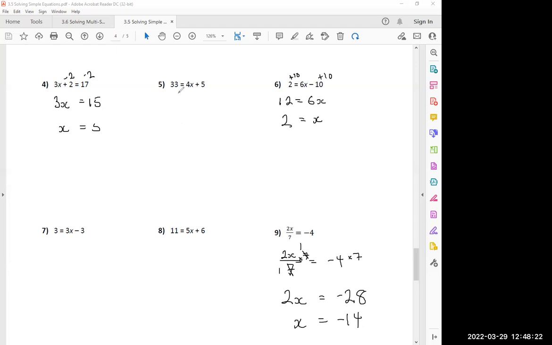Well, let's take a look. So we have a request for number 5. I notice the x's on this side. I also notice there's a multiplication and an addition. I'm going to work out the addition first. Minus 5, minus 5. The right side, I'm left with 4x. The left side, I'm left with 28.